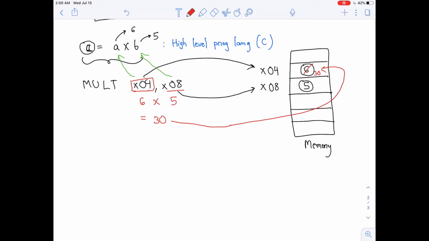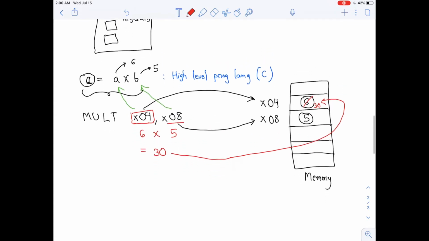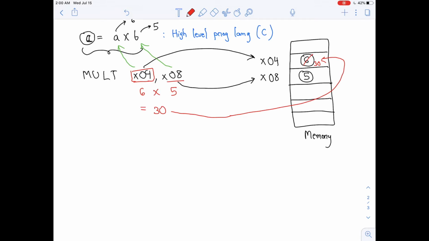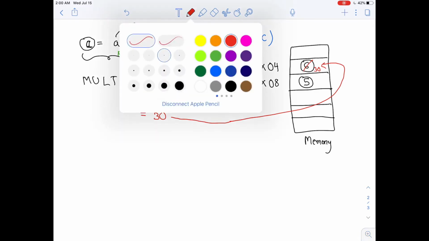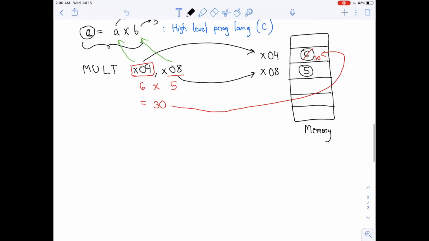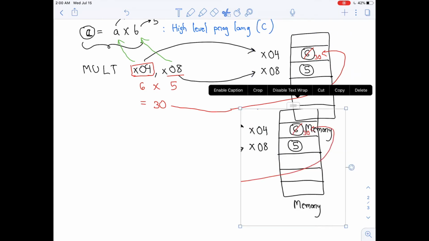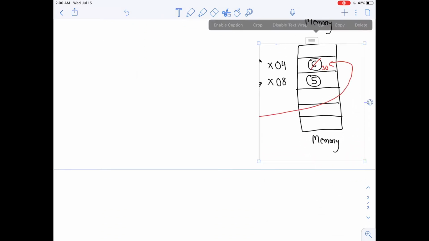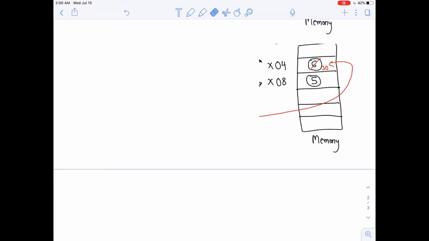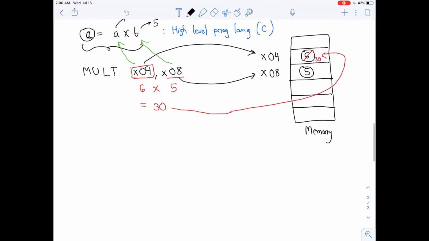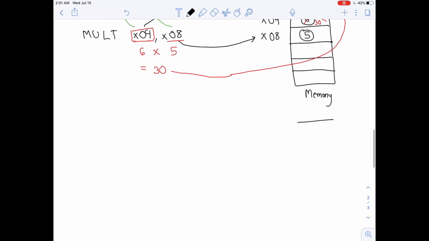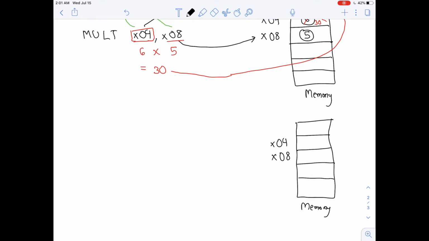So within one instruction, as you can see, you are actually executing a lot of things. Now let's take a look at how the same code would look in our RISC architecture. I'll just write everything from scratch. So let's say you have the same memory as previously, with addressable spaces. This is x04 and this is x08, and it contains the values 6 and 5 respectively.